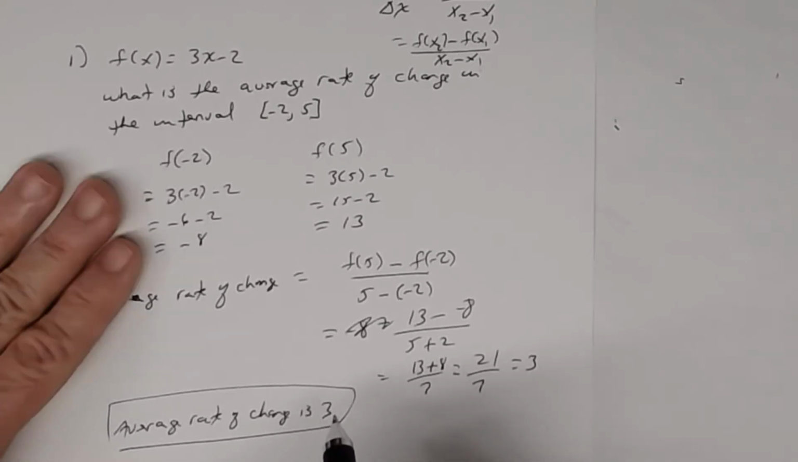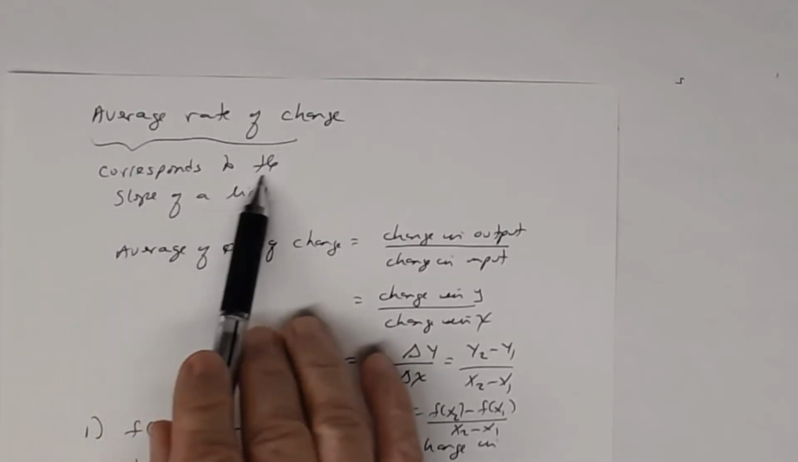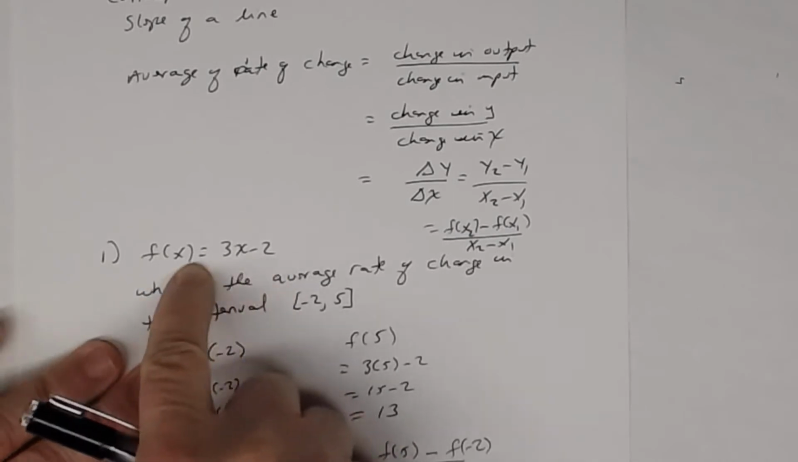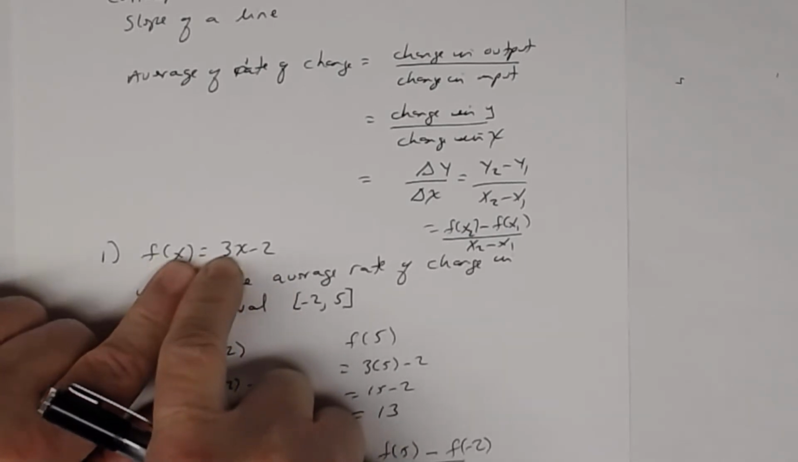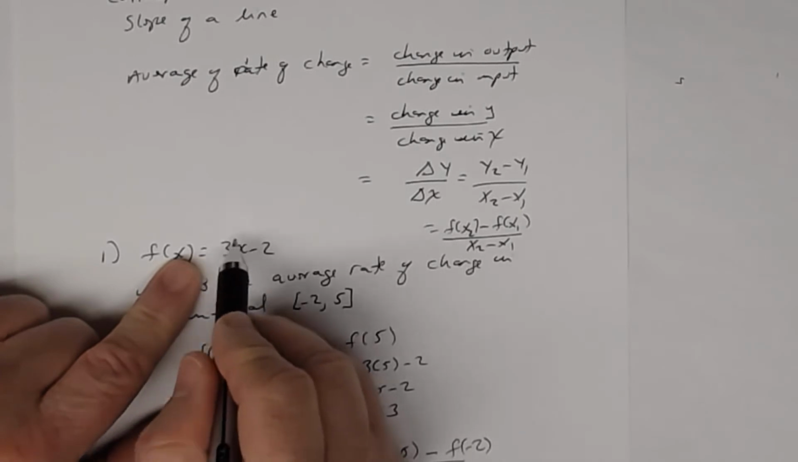I want you to notice something, though. You remember a while ago we said the average rate of change corresponds to the slope of the line, right? Well, isn't this a line right here? This function is a line, right? What is the value of x? The value of x is 3.